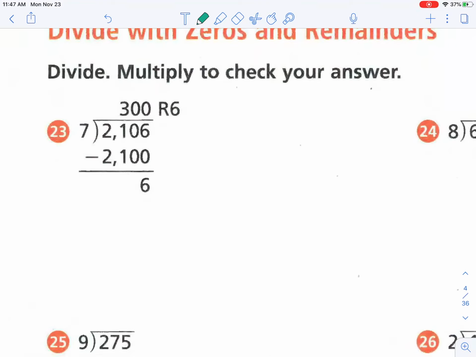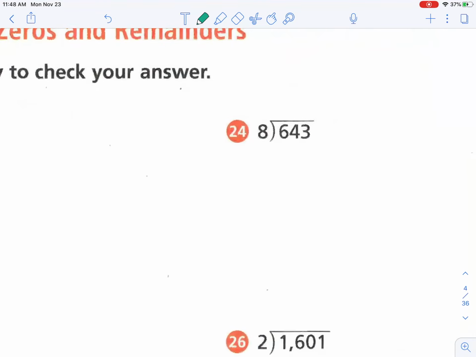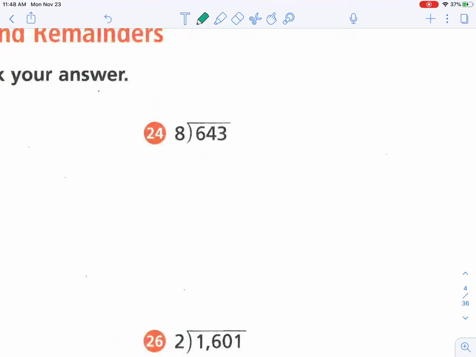It looks like I'm dividing 2,106 divided by 7. Look, they turned that 6 into a 0 so that they could solve 7 goes into 21 3 times, adding my 0 back in, and then they put the extra 6 as a remainder. Let's see if we can do that for 24.